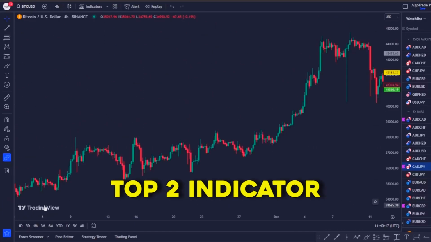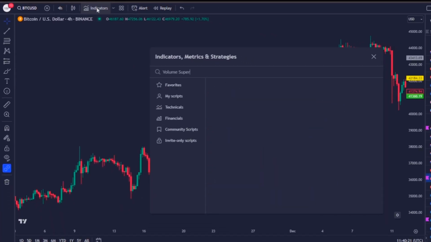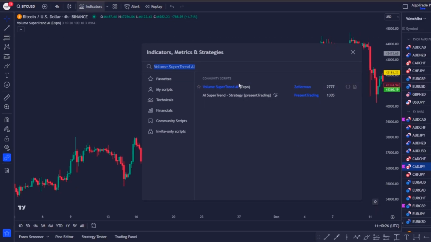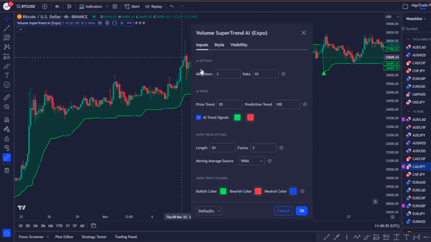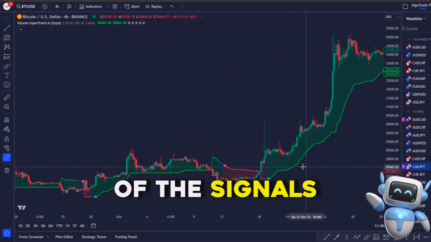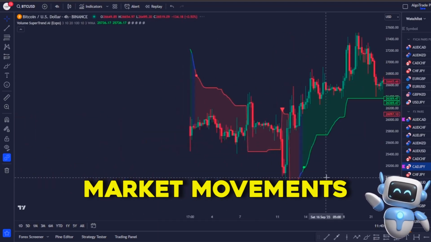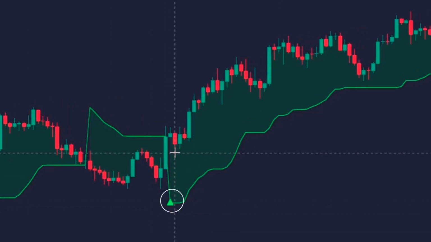On the top 2 indicator, we got another type of supertrend, but a little more exciting, called Volume SuperTrend AI, which was created by this fellow trader. This improved supertrend uses volume data to find the stronger entry signals and at the same time uses an AI component that improves the accuracy of the signals by analyzing market movements. On the chart, the best entry signals are given by these red and green arrows.